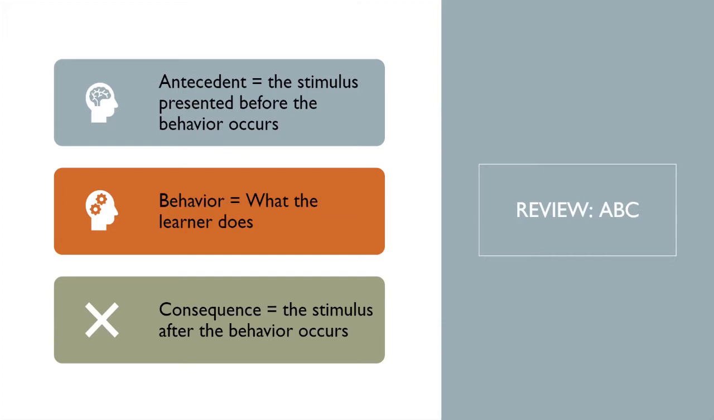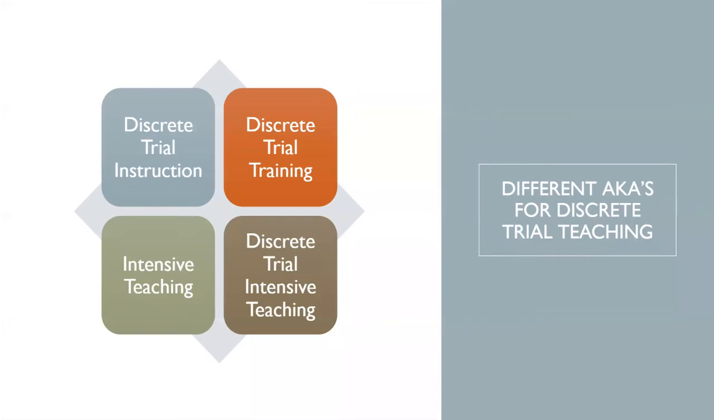For example, the teacher tells the student to push in their chair. The student pushes in the chair. Then the teacher provides praise for the student. Here are some other terms used for discrete trial teaching. They are discrete trial instruction, discrete trial training, intensive teaching, and discrete trial intensive teaching.